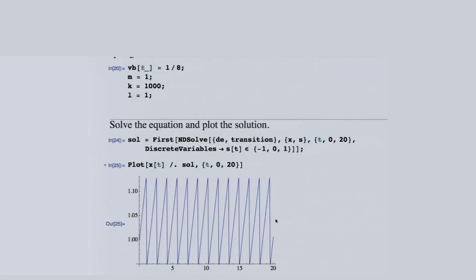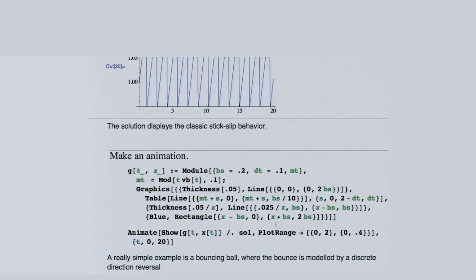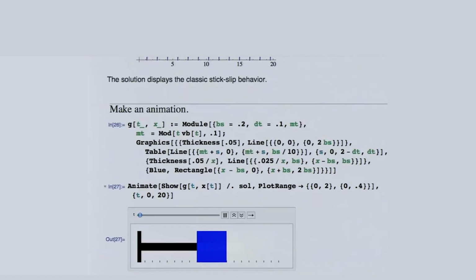Now, what does that actually look like? It's kind of hard to visualize that. But basically here, it's static, moving along with the belt, then it slips. Static, slips. And I'll just show you a quick animation that shows that. It moves along the belt, and then suddenly it moves back. And that's the classic stick-slip situation.